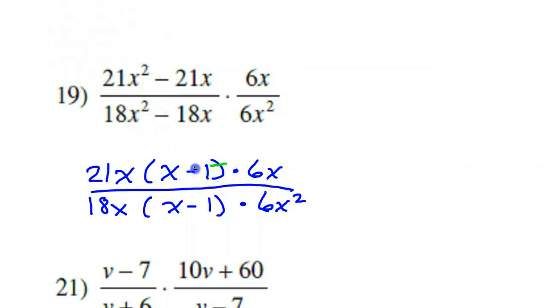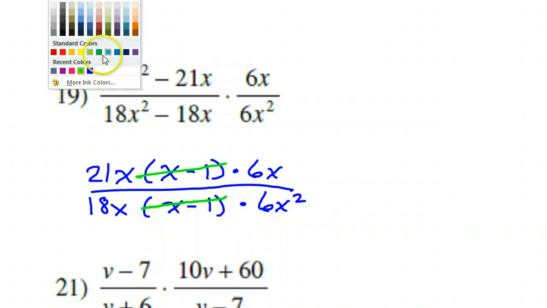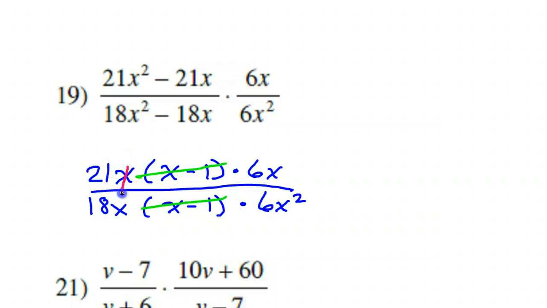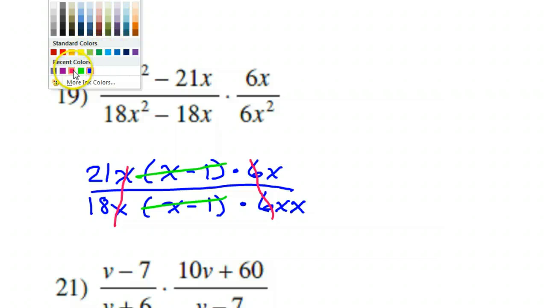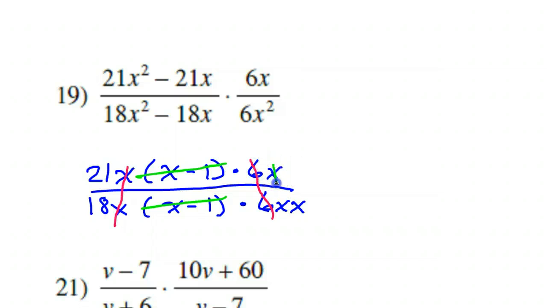These x minus 1's will definitely cancel out, so they're gone. These x's will cancel out, so they're gone. These 6's will cancel out as well. Now I've got x over x squared. Remember, x squared is x times x. So I can think of it that way, and I can go ahead and cancel out one of these x's.